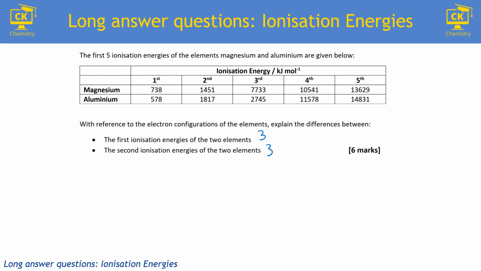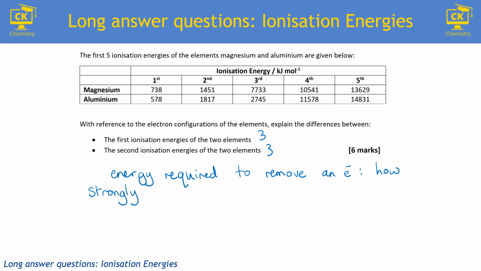Now, when we're answering questions about ionization energies, there are always some really clear ideas that we can link to ionization energy, whether it's first, second, third, whatever, or successive for an element. So we're always talking about the energy required to remove an electron, and that energy simply depends on how strongly attracted it is to the nucleus of the atom or the ion that we're removing it from.